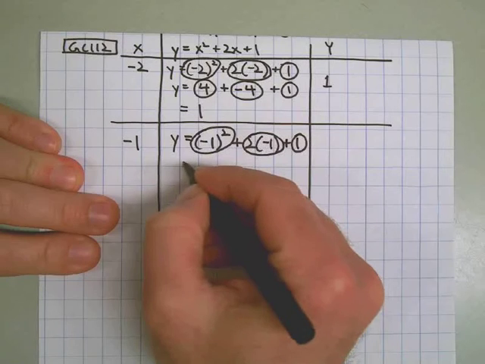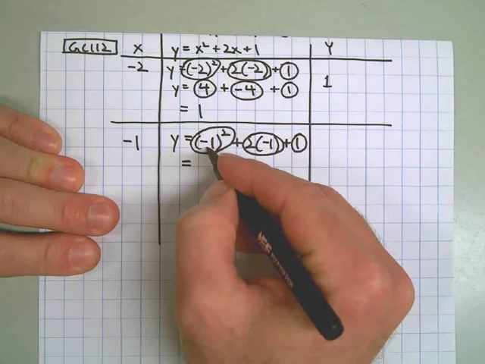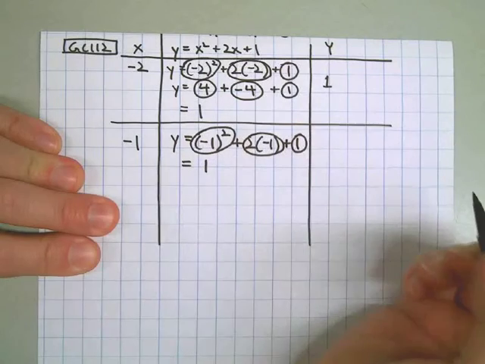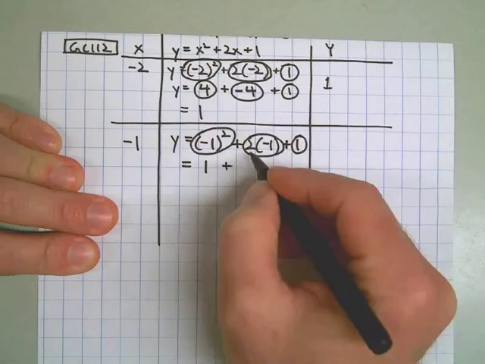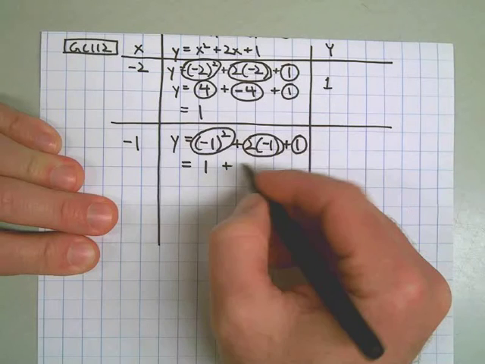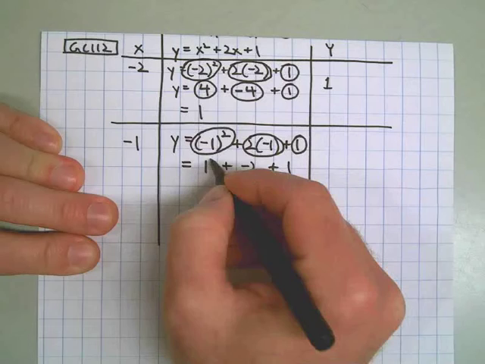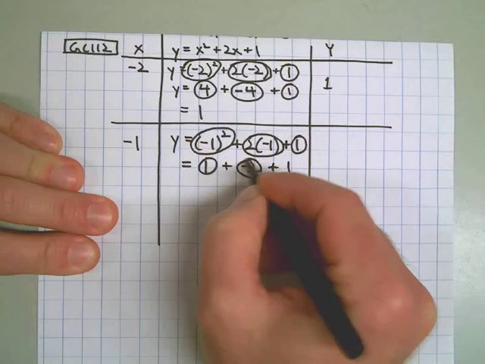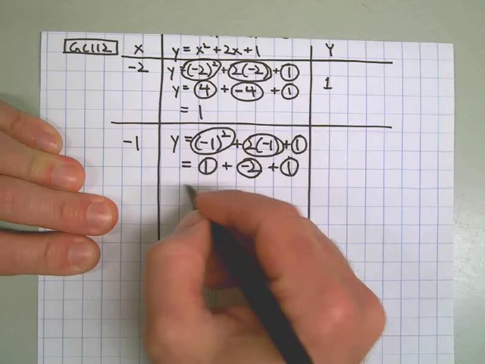Now I'm going to do the work inside each circle. -1 times -1 is 1. Remember, 2 negatives equals a positive when multiplying. Then 2 times -1 is -2. And then the 1, of course, stays the same. I show that I'm aware that these are still terms, even though they've been simplified now. I just do the math.